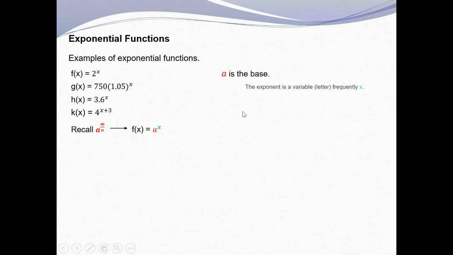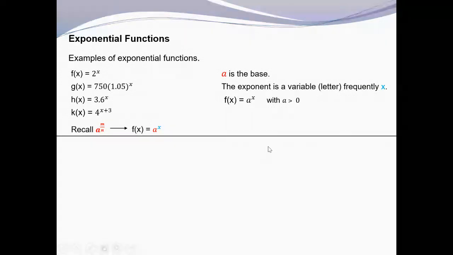So again, a is the base, and the exponent is a variable or letter, frequently x, but it can be anything besides x. Most of the time, they like to use x. So we have f of x equals a to the x. Well, a has to be more than 0, because if a is equal to 1, then this will always be 1.